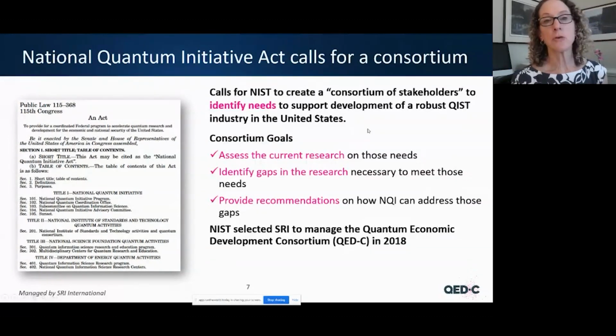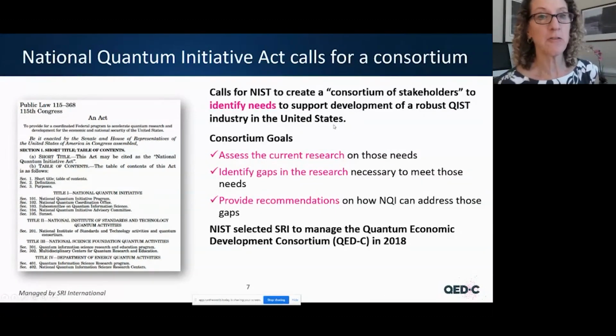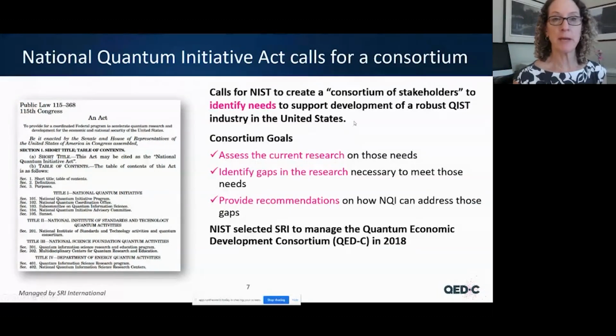NIST is to create a consortium of stakeholders to identify needs to support development of a robust QIST industry in the United States, quantum information science and technology industry. And if you read this piece of legislation, it's easy to find. You can see what this consortium is supposed to do.